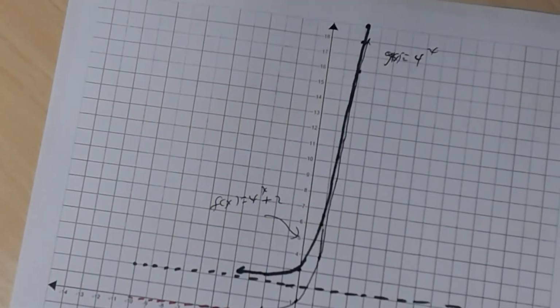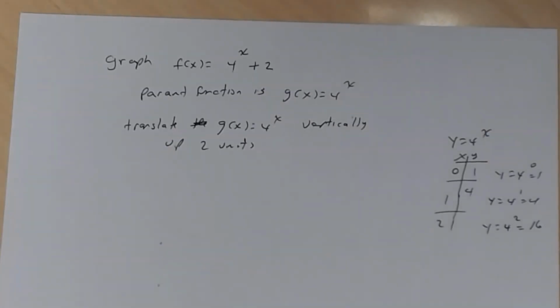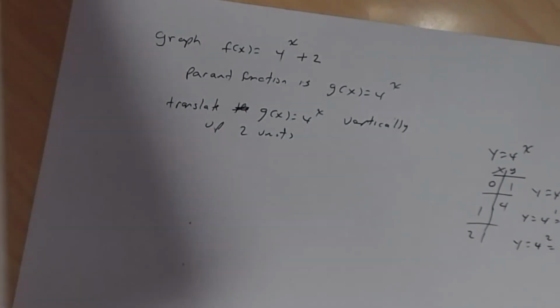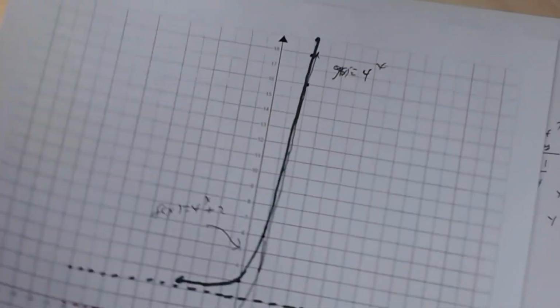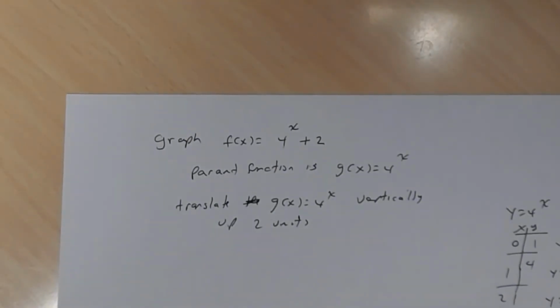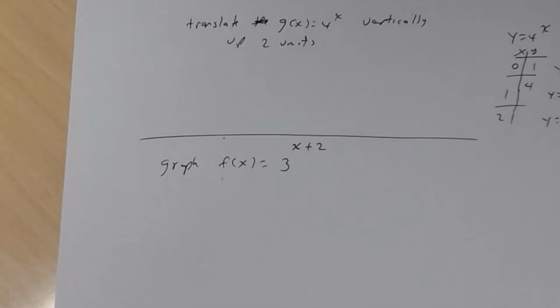Suppose I want to graph this one. I'm not going to use 4 to the x this time. Let's just use a different number because there's too much space here. I can't get much done with that space. So let's say I want to graph f of x equals 3 to the x plus 2.